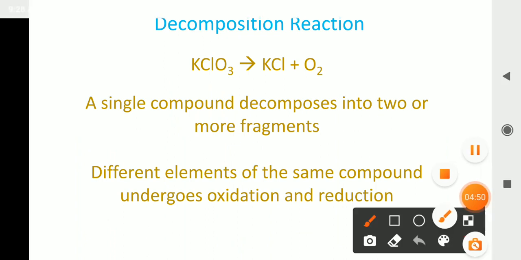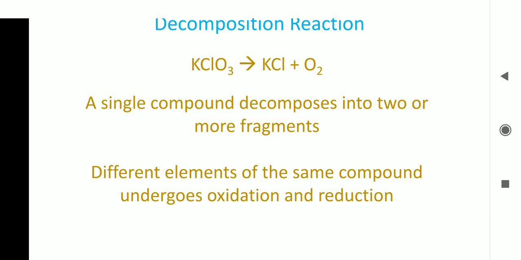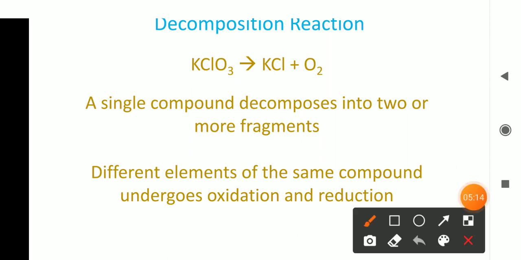Look at the example. Potassium chlorate is taken, which is KClO3. On decomposition, it is converted into potassium chloride, KCl, and molecular oxygen, O2. Okay, so look at the definition. A single compound decomposes into two or more fragments. And in this reaction also we can identify which is oxidized and which is reduced.